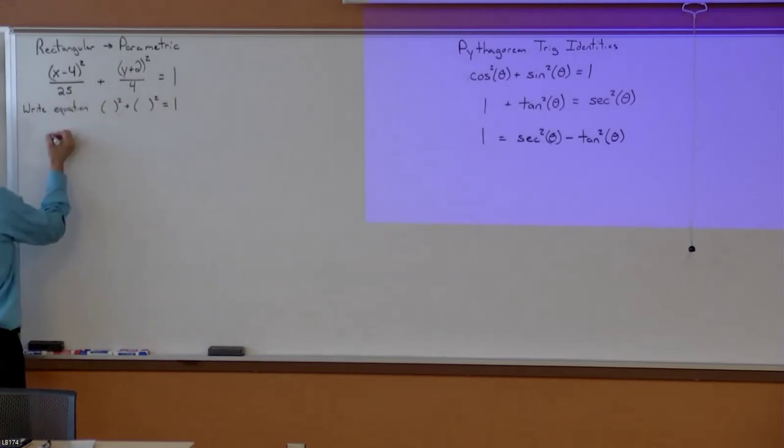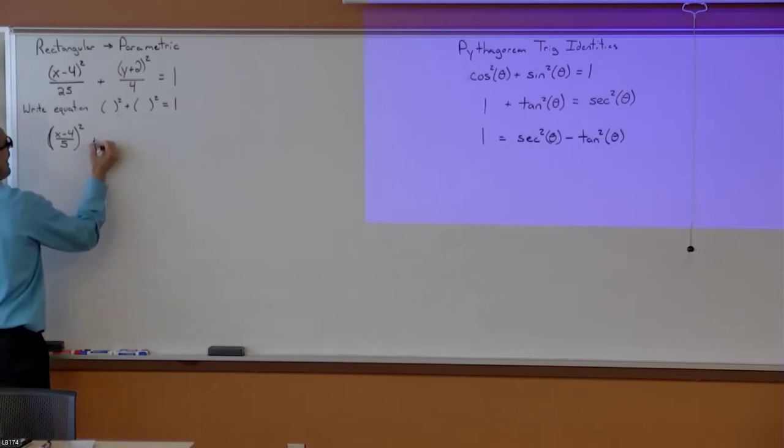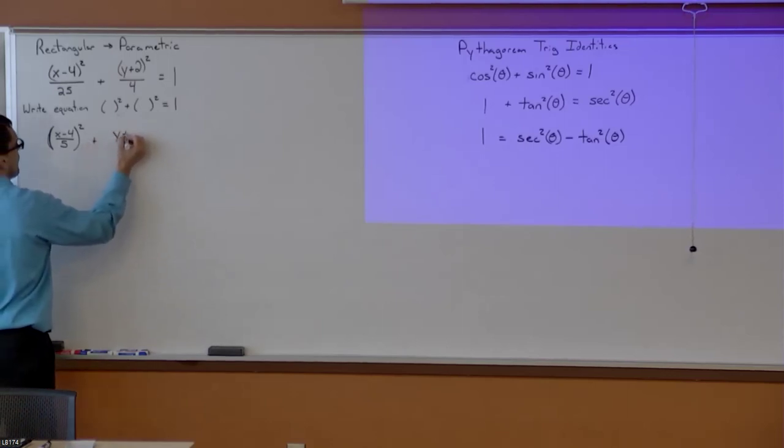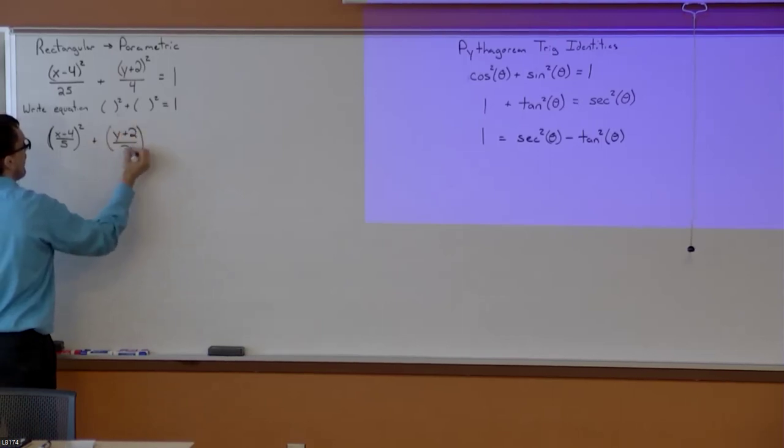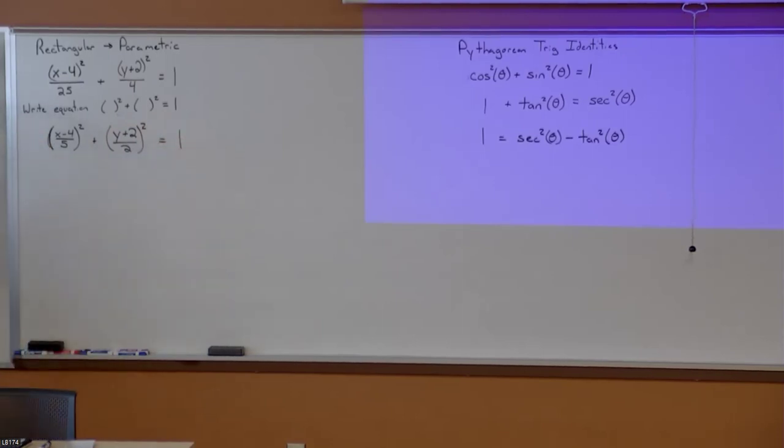So how we do that, since I want a single thing to be squared, I'm going to rewrite this into x minus 4 divided by 5, quantity squared. And on this other one, I'm going to have y plus 2 divided by 2, quantity squared, equaling 1.